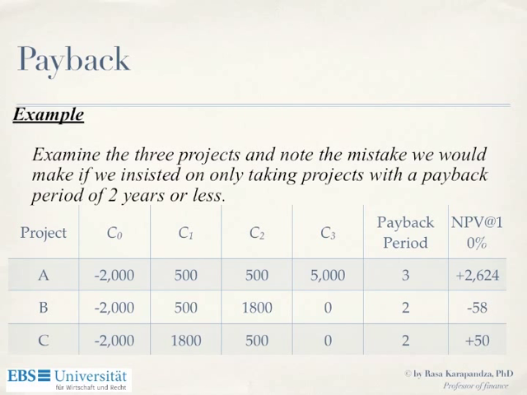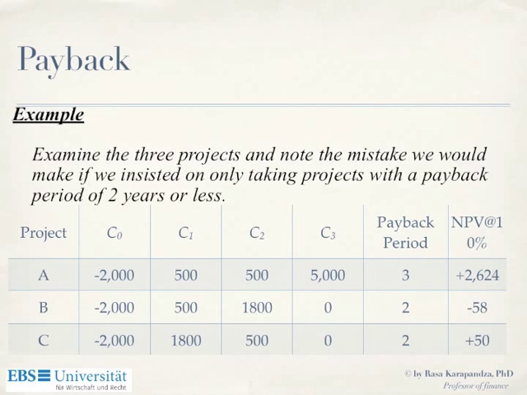Imagine that instead of 5,000, you had 100 million here. This project would still be worse than these 2 projects down. So it disregards all the payoffs that happen after this payback time. Moreover, it disregards the present value, the time value of money.